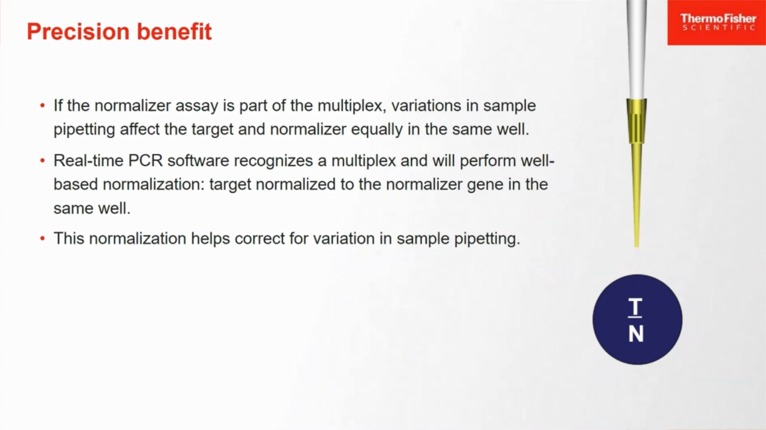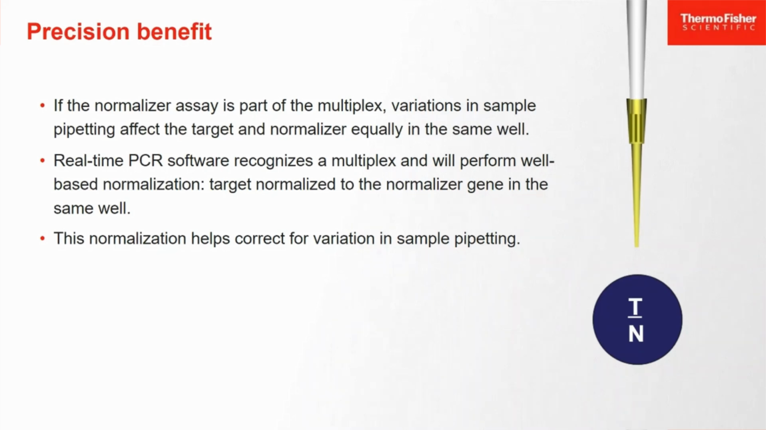So another benefit of multiplexing is precision. So if we imagine a multiplex where both the target and normalizer are present in the same well, that means when you deliver sample to that well, it's the exact same amount of sample for both the target and the normalizer assay, which differs. In a singleplex, the pipetting of the sample for the target and normalizer assays are independent of each other. So you can have precision issues there.